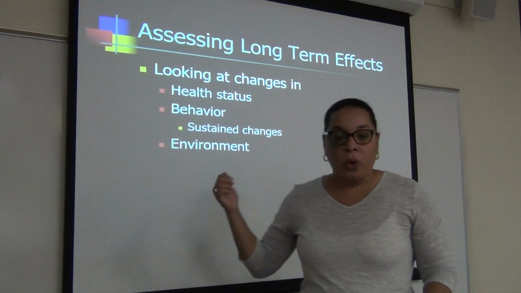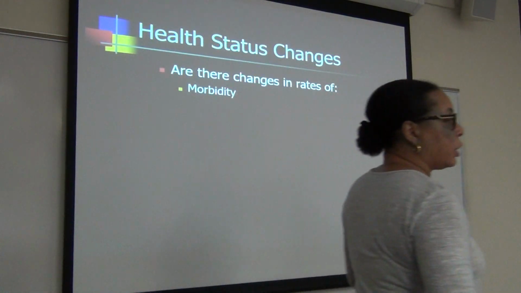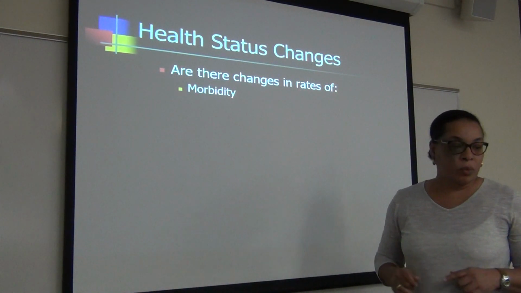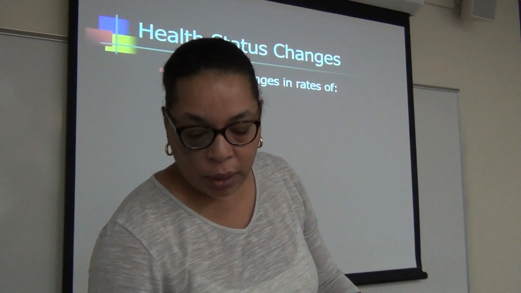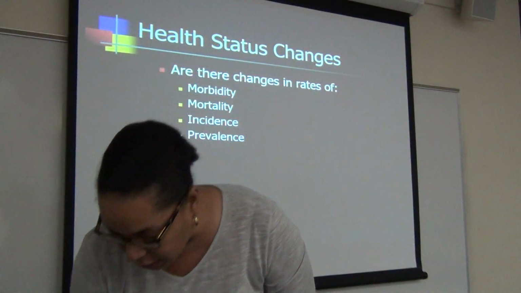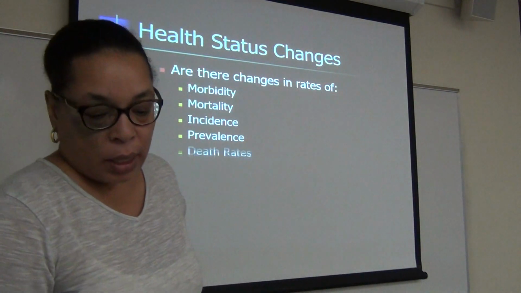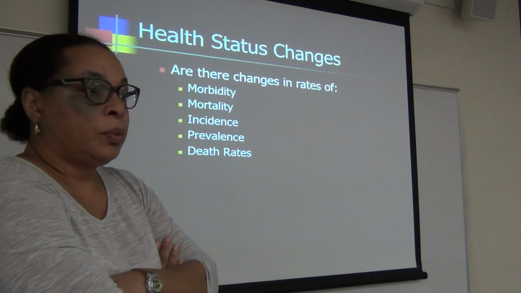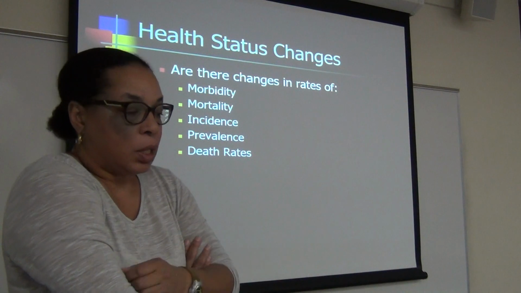Okay, so with the health status changes, again, think back to what we talked about before. We're looking at changes in terms of rates of morbidity, mortality, but also incidence, so the number of new cases of disease, prevalence, the number of existing cases of disease, and then death rates as well, which fits in with the mortality rates. Okay, and again, understand that it takes a little bit of time to collect all of this data.